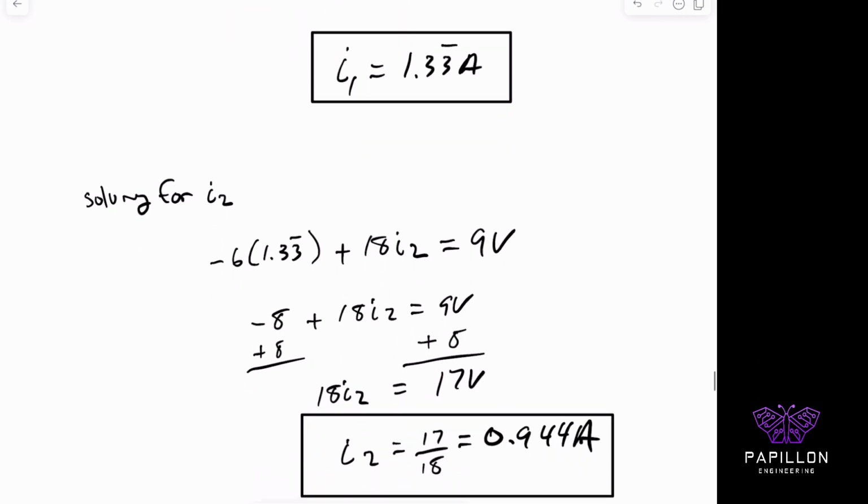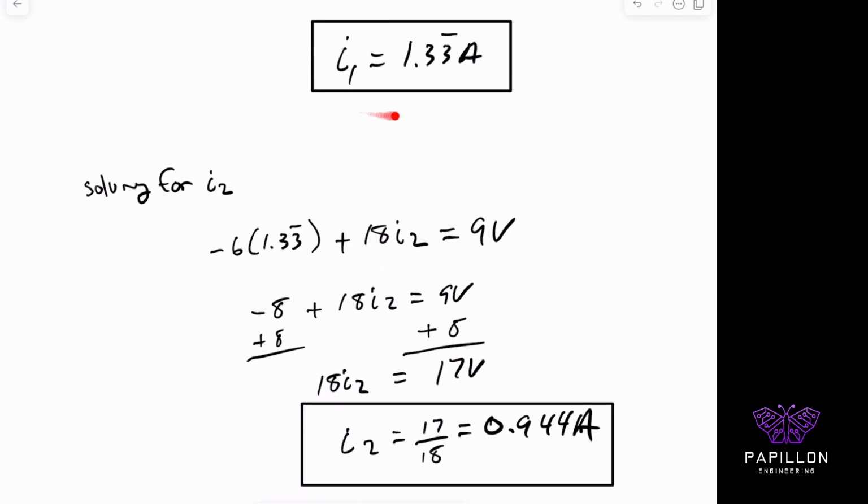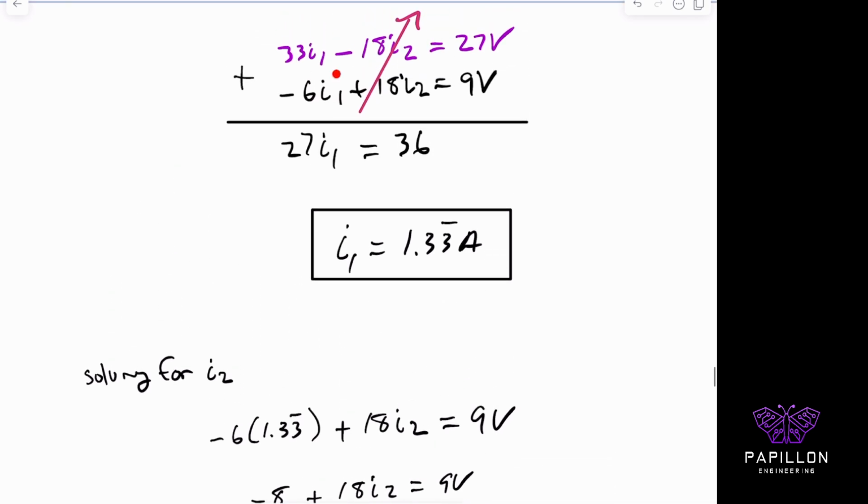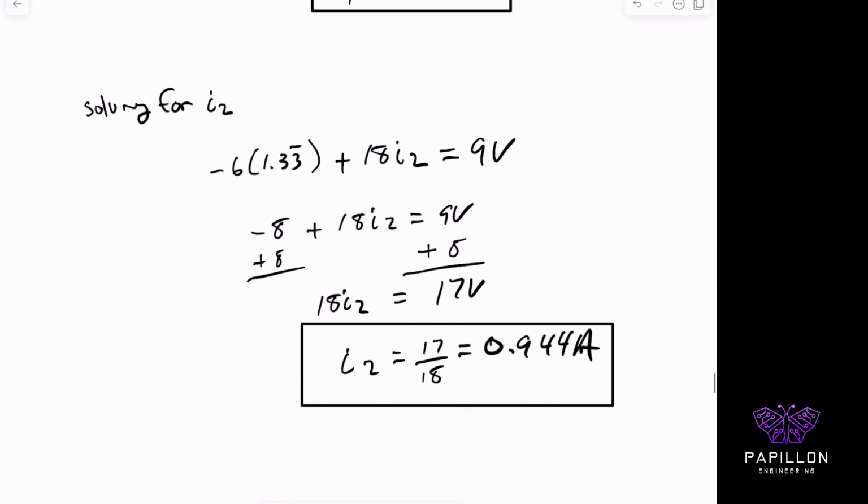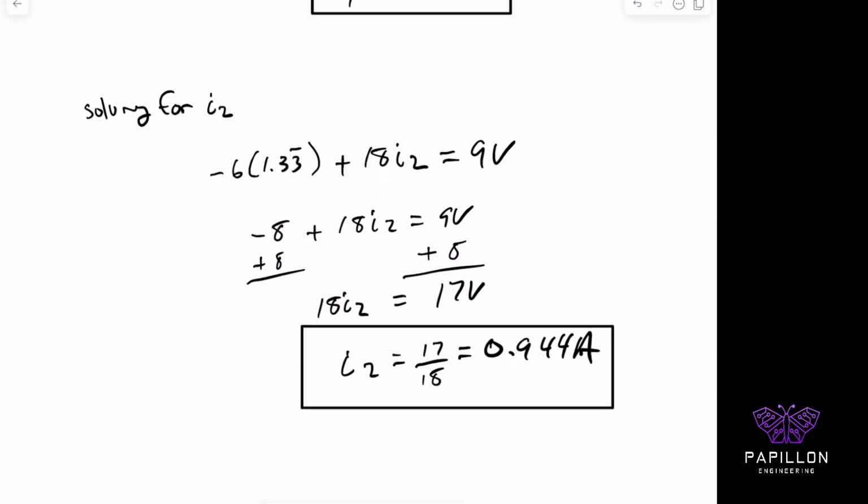Same again if I did i2. I take my value of i1 and plug it into either this equation or this equation, it doesn't matter which one you choose. I plug it in, I solve, and I get back i2 equals 0.944 amps. Okay, so just like that, you can do this problem and condense it.